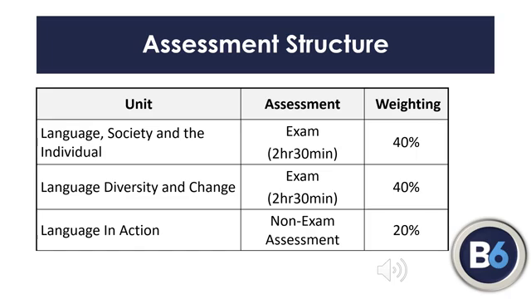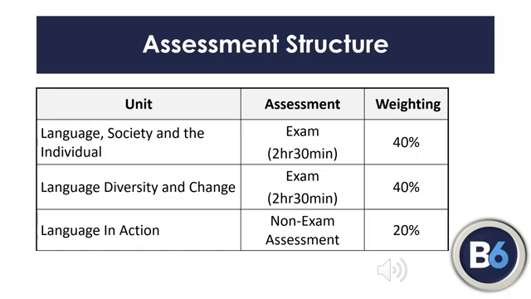Paper 2 is the Language Diversity and Change paper, and again you'll have a choice of two essay questions in that section in which you'll evaluate an idea about how diversity exists within language, or how and why language has changed. So for example, you might be asked to evaluate a theory, an idea about how gender influences our use of language. In section B of paper 2, you'll be asked to complete two tasks.